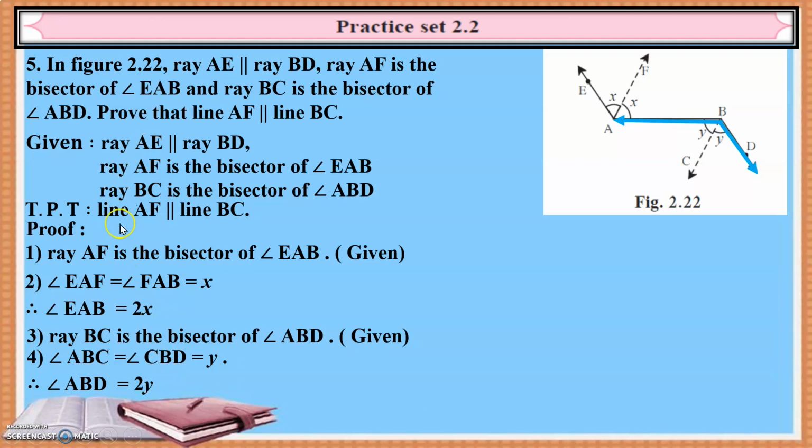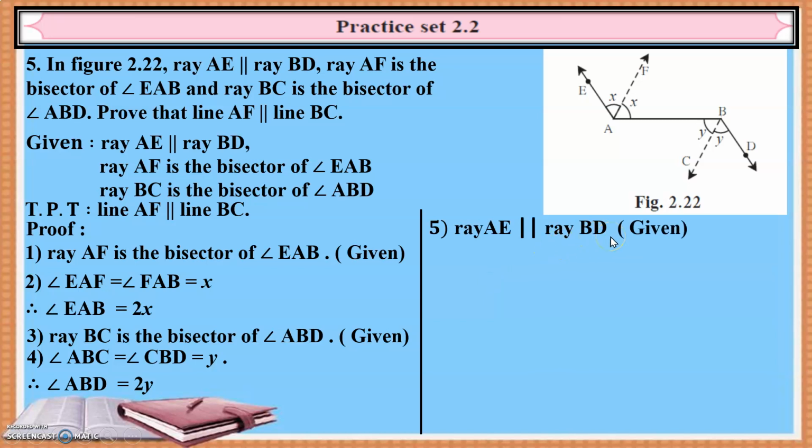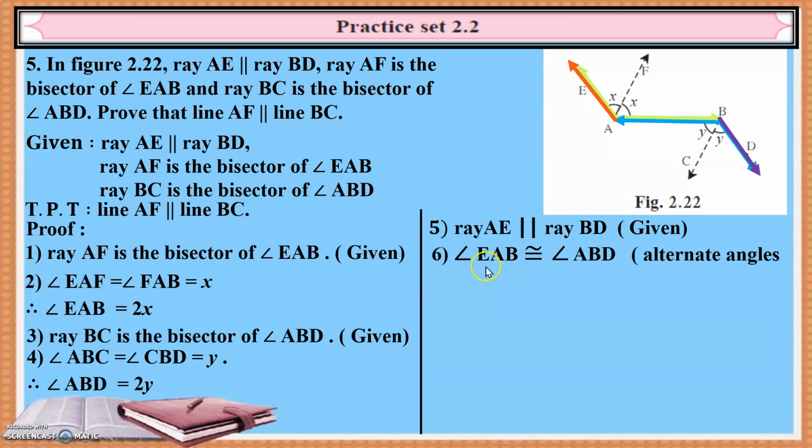Now we have taken these two statements. Now we will take the next statement, that is ray AE is parallel to BD. Ray AE means it is this ray, parallel to BD is this ray. It's given. So we can say that angle EAB will be congruent to angle ABD. Now by now you must be knowing why they are congruent, because they are alternate angles. Okay, so because they are alternate angles, they will be equal. So we will write here angle EAB is congruent to angle ABD, alternate angles.